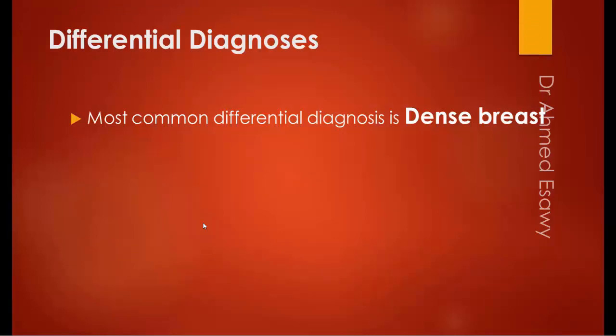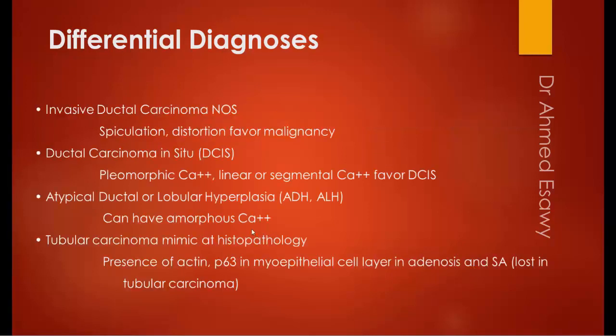Differential diagnosis of fibroadenosis: the most common differential diagnosis is dense breast. Another one, invasive ductal carcinoma, presents with spiculation and distortion, favoring malignancy. Ductal carcinoma in situ presents with pleomorphic calcification, linear or segmental calcification. Atypical ductal or lobular hyperplasia can have amorphous calcification. Tubular carcinoma can mimic at histopathology; the presence of actin, and the myoepithelial cell layer marker p63, in adenosis and sclerosing adenosis is lost in tubular carcinoma.